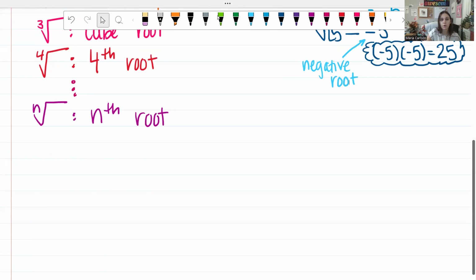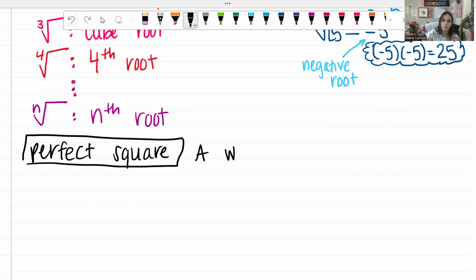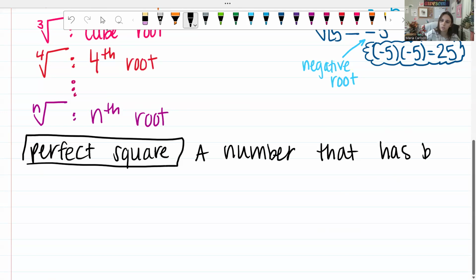So an important word that we're going to hear a lot is a perfect square. And a perfect square is a whole number usually that has been multiplied by itself.